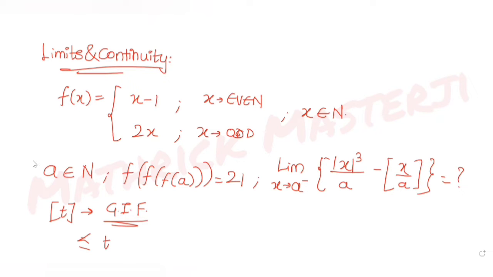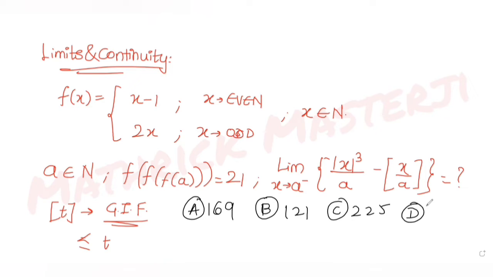And if I talk about the answer choices, the options are 169, 121, 225, 144. So we need to figure out which one of the answer choices is the correct answer for the question given to us here. Let's try to solve this question further and find the correct answer choice.